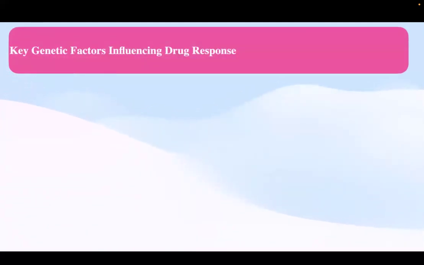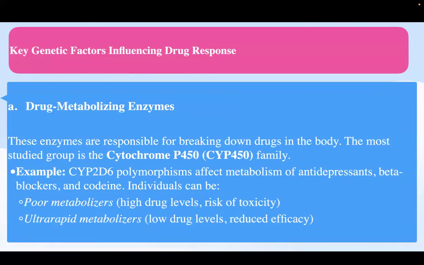Key genetic factors which are influencing drug response. What are the genetic factors? Very first we have metabolizing enzymes. Okay, the CYP450 family, which can have poor or ultra rapid categories. So these are examples of reduced efficacy and risk of toxicity. So the very first genetic factor is metabolizing enzymes.